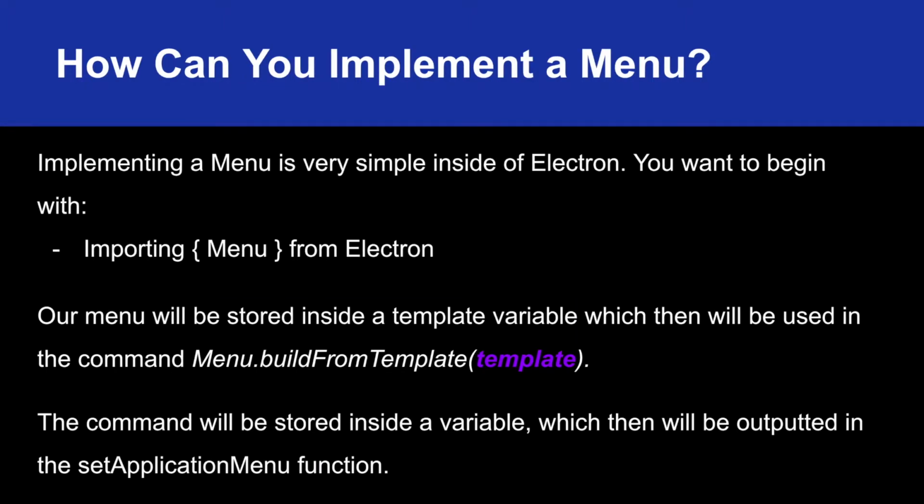Implementing a menu is very simple. Inside of Electron, you just want to begin by importing Menu from Electron, alright? That's the object that holds everything. Now, our menu will be stored inside a template variable, which we will then pass into Menu.buildFromTemplate. Menu is what we're building on, with the method buildFromTemplate. And then we pass in the template variable. The result will be stored inside a variable, which will then be passed to the setApplicationMenu function.